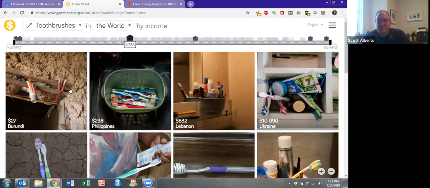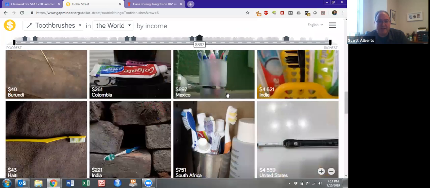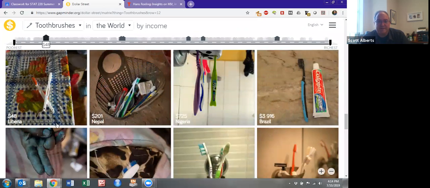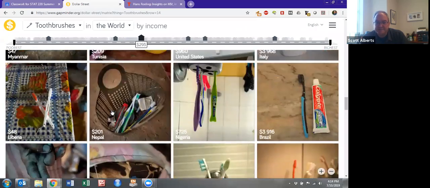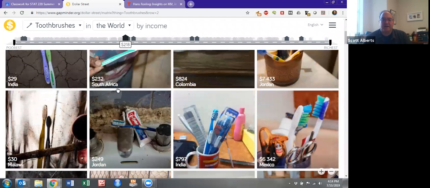But what might be a little bit surprising is that people all over the world have almost the exact same toothbrushes. And even here, the families that only have $27, they don't really have a bathroom of their own. They still have toothbrushes that for the most part look modern. If you scroll down though, you'll see a few people who are below that line who don't have a toothbrush at all. So he uses his finger or a stick as their toothbrush. But pretty much here, even those making $100 a month, families living on $100 a month, still have modern toothbrushes.